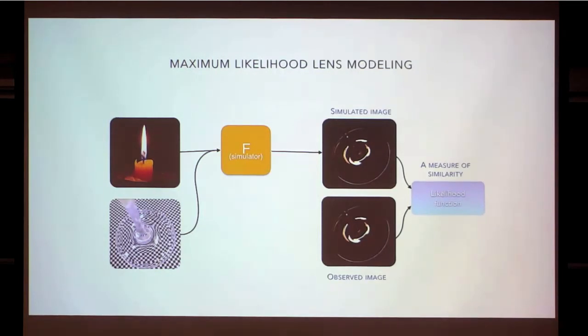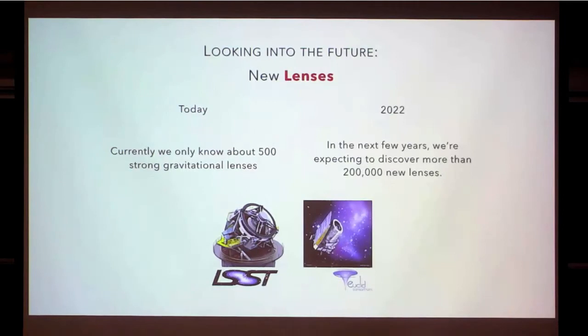This works fine, except that you can imagine I need to run a gajillion simulations every time I need to do this comparison. For every new data set that I have, I need to run a gajillion simulations to figure out what parameters match my data set. That might work fine now because we only know of about a few hundred gravitational lenses altogether. But in the next few years, with surveys like LSST and Euclid, we're expecting to discover about 200,000 new gravitational lenses, so 1,000 times more than the current number.